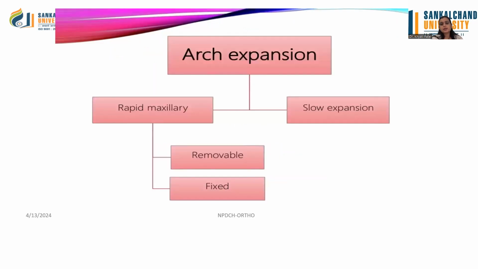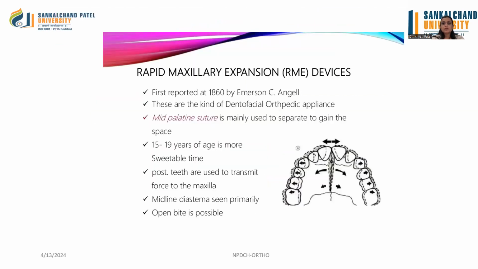Now the second technique for gaining space is arch expansion. There are basically two types of expansion, rapid maxillary expansion and slow expansion. The rapid expansion may be either removable or fixed. So which is the rapid maxillary expansion device? In orthodontics, in short form, it is called the RME device. It was first developed in 1860 by Emerson C. Angell. It is a kind of dentofacial orthopedics which opens the mid-palatal suture if we give it at the proper age.